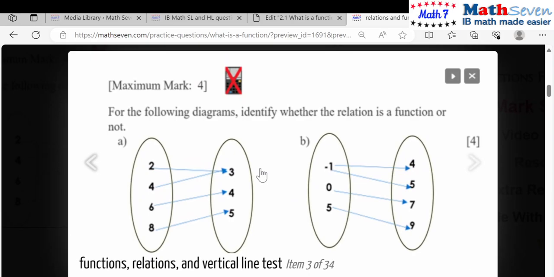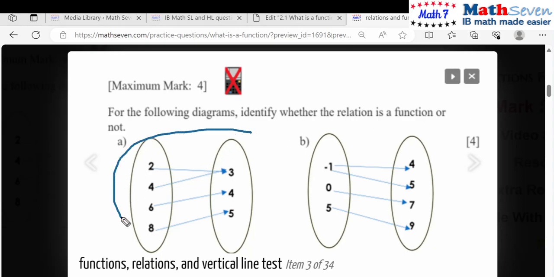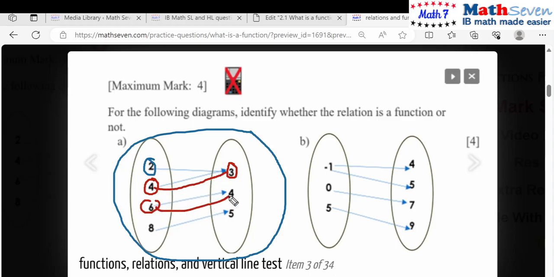Look at this question. If you take a look at the first diagram, the input is 2. How did I know the input is 2? Because of the arrows. The arrows are pointing to the right. So the input is 2. Now what is the output for it? It's 3. Now when the input is 4, the output is 3. When the input is 6, the output is 4.